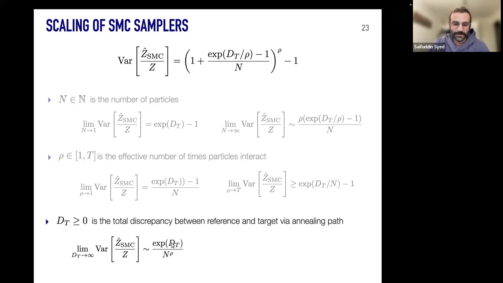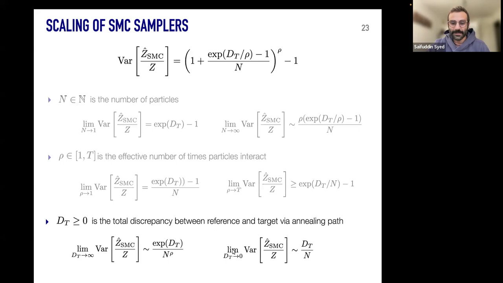So notice over here, the resampling does make a difference. Resampling, in the case where you have a large discrepancy, basically generates, in this asymptotic regime, n to the rho number of particles. So effectively resampling is creating more particles, fictitiously, which explains why resampling is a really meaningful thing to do. And it's a good thing to do when you have a bad path that you've chosen.